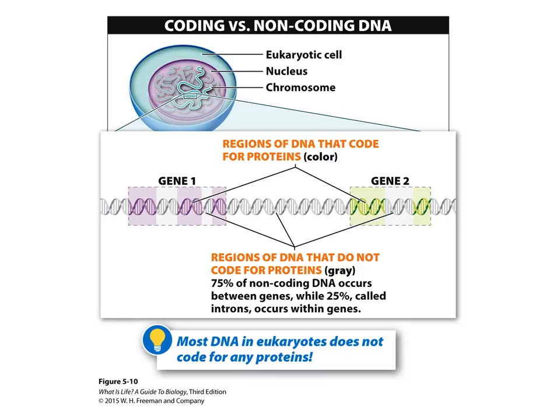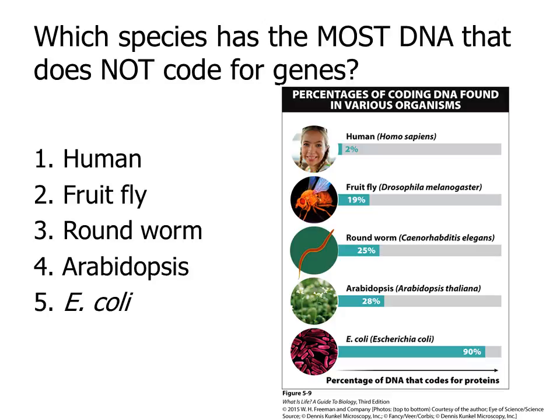If it's not directly coding for proteins, what is it doing? Well, it's not junk, it does important stuff, but you don't need to know what it does. So just know it's non-coding regions. And that 75% of DNA does not code at all. And then even within genes we have non-coding regions called introns, but you don't need to know that either. Just know that you have non-coding regions between genes.